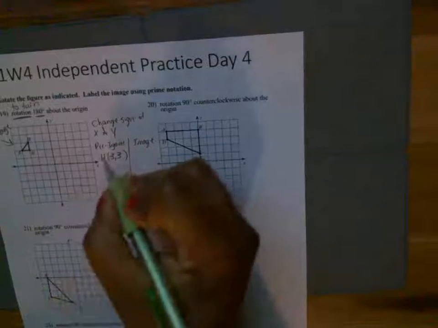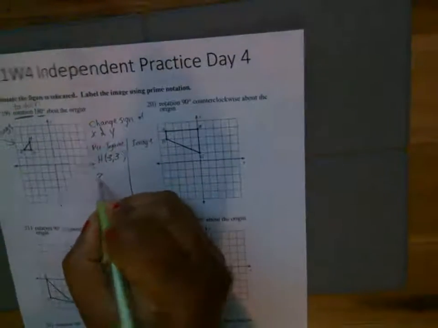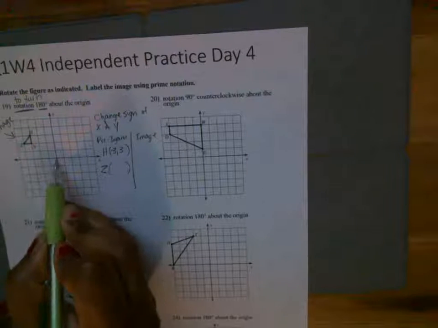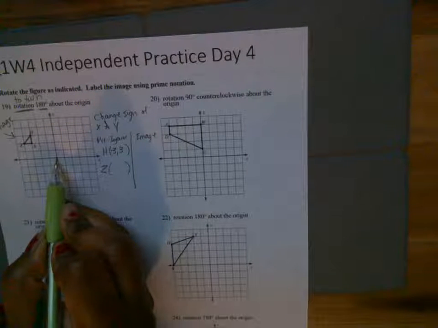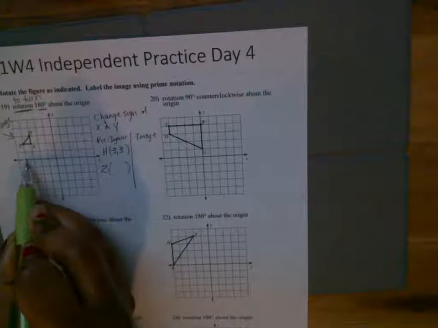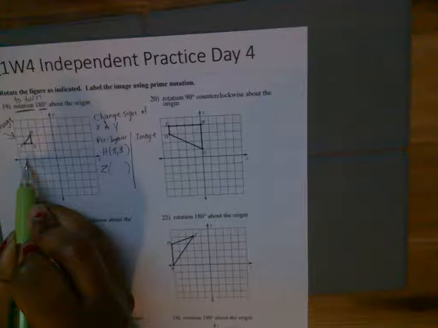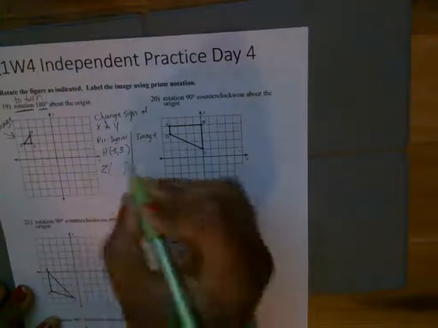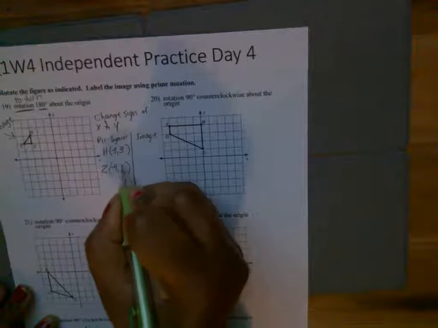Okay. Now we got Z. Our ordered pair for Z is here. So we start at the origin. We're going to the left. So that's a negative. -1, -2, -3, -4. And then we have to go up to get to Z. And so we go up 1, 2. So that's -4 and +2. -4, comma, +2.